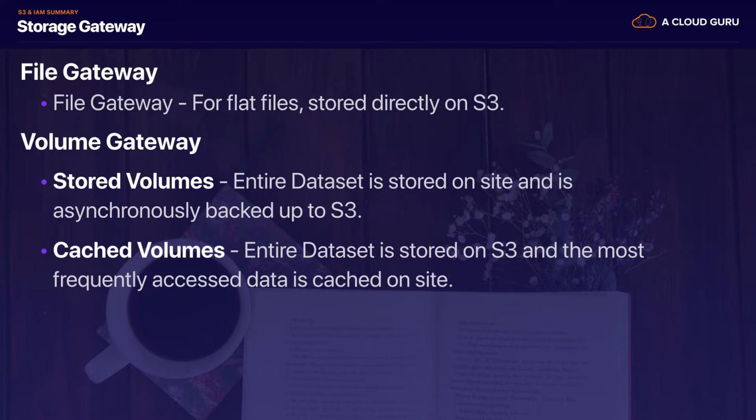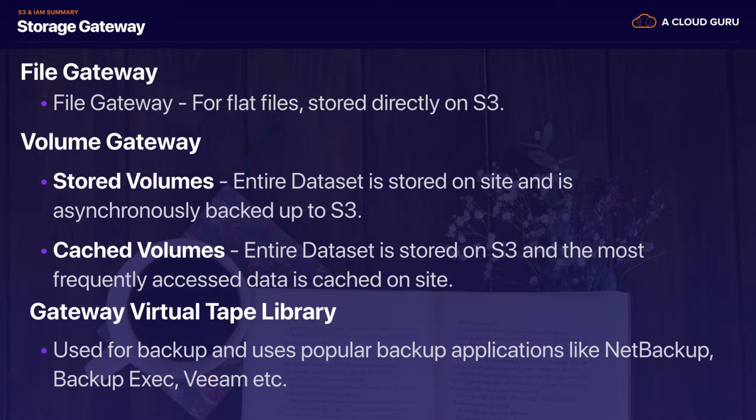Then we also have cached volumes, and this is where the entire data set is stored on S3, and only the most frequently accessed data is cached on site. And if you get those two confused, just look for the word cache. That's all you need to see, or cache, however you want to pronounce it, whether you're Australian or American. We also then have Gateway Virtual Tape Library, and this is used for backups, and it works with really popular backup applications like NetBackup, Backup Exec, Veeam, etc. And it's a great way of getting rid of your physical tapes.